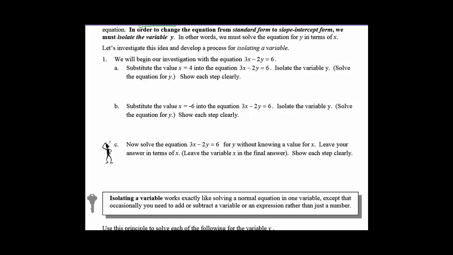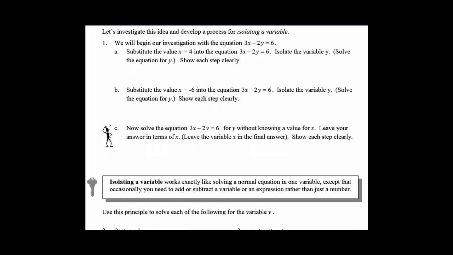So let's start our investigation with the equation 3x minus 2y equals 6. Part A says substitute the value x equals 4 into that equation. So I'm going to replace x with 4. Of course, 3 times 4 is really 12, so I probably should have just written 12 minus 2y equals 6. Now to solve that, I can subtract the 12 from each side. That would give me negative 2y equals negative 6. And then when I divide both sides by negative 2, I'm going to end up with y equals 3. See, this time I did get y equals 3. That's a number because I put a number in for x.